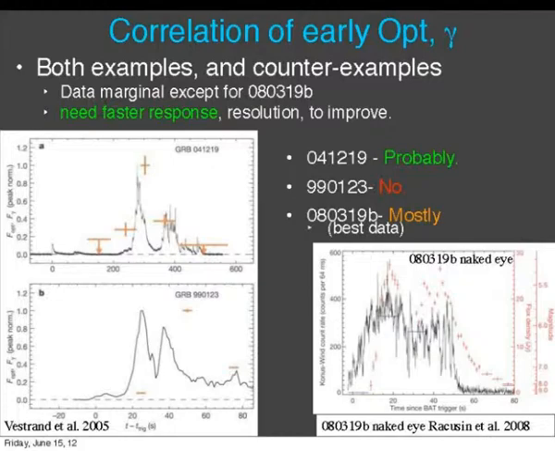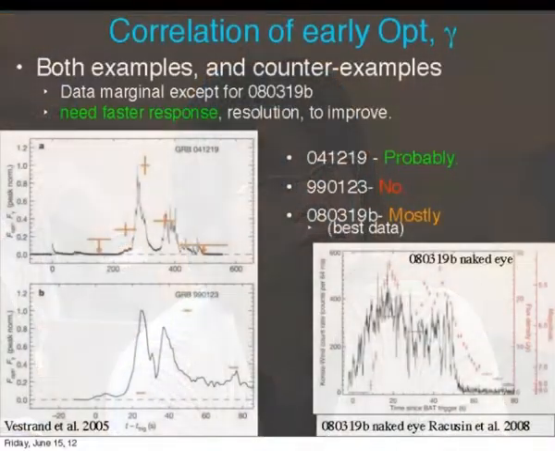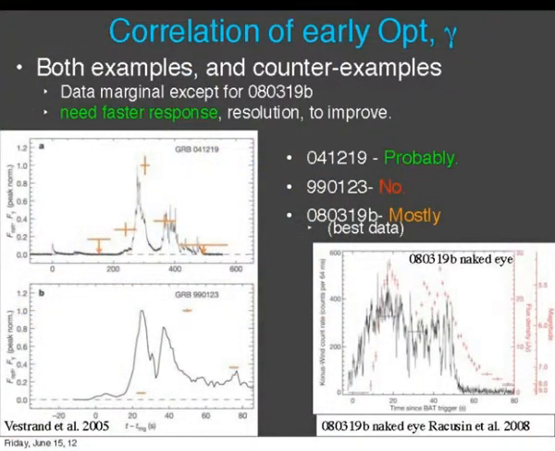I want to remind you that if you had a big sample of optical and gamma rays in prompt, you could do all kinds of interesting things with it, all kinds of interesting correlations. And as far as whether they correlate or not, there are both examples and counterexamples. There's this very nice example of 04-12-19. Here is 99-01-23. No way. No, couldn't correlate. And some kind of intermediate case for the naked eye burst.